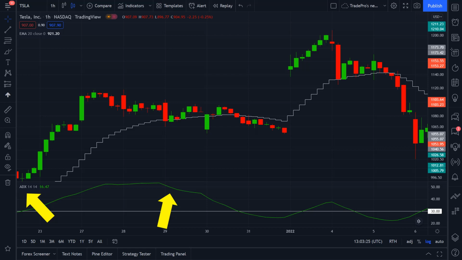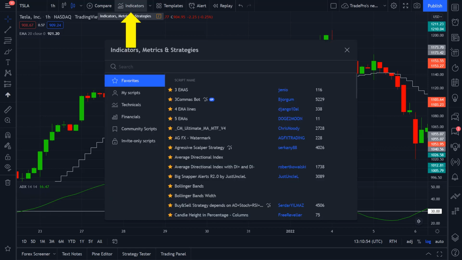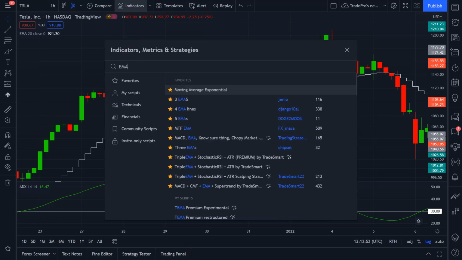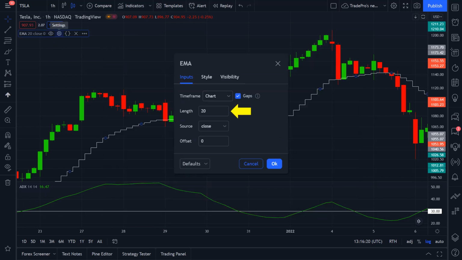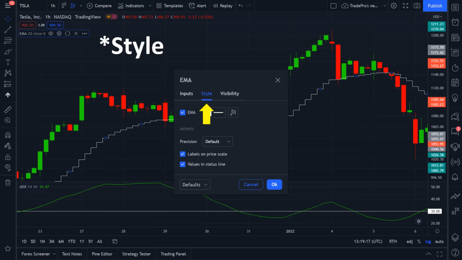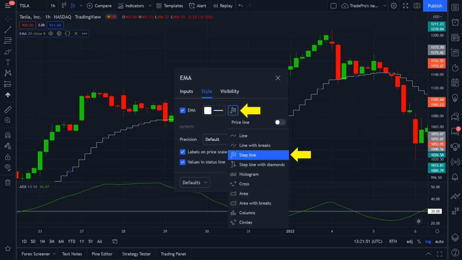To set up your chart, first go to the Indicators tab and search for EMA and click on this one. Then go to the indicator settings and set the length to 20. Then go to the visibility settings and set the line style to step line. This way it will be much easier to decide if the price touches or closes above or below the EMA.